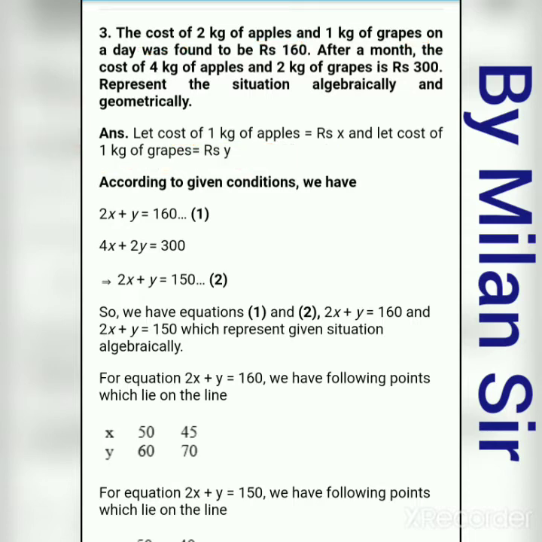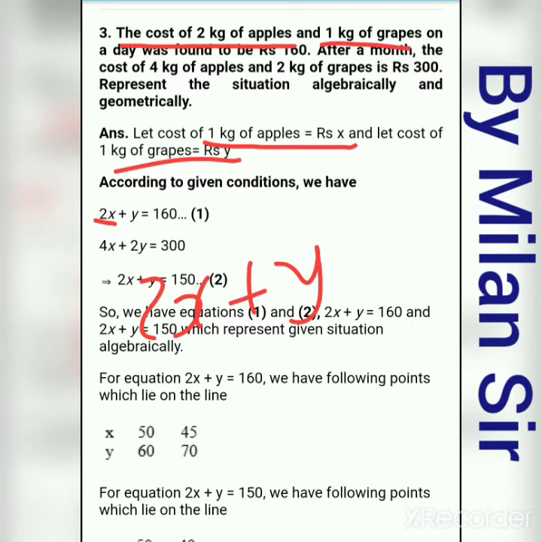For finding the first equation, just read this line. The cost of 2 kg of apples. Now cost of 1 kg of apples is x, so cost of 2 kg of apples is 2x, right? Then 1 kg of grapes. Now cost of 1 kg of grapes is y, equals 160, right? So this is our first equation: 2x plus y equals 160.